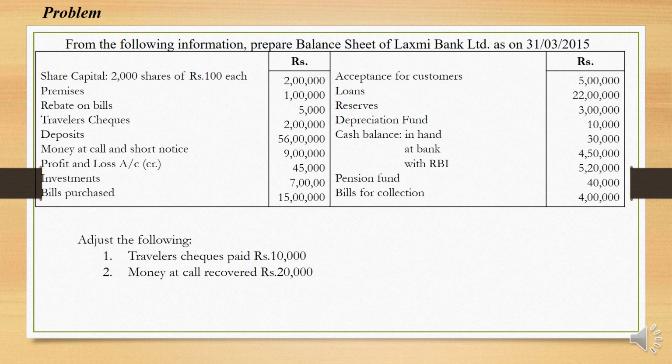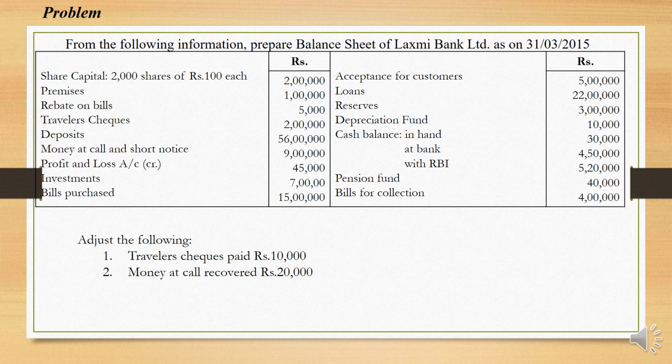Now let us discuss one more problem. So here this is a problem. We are supposed to prepare the balance sheet of Lakshmi Metal. So share capital, that is schedule number 1. Premises, fixed assets, so schedule number 10. Then rebate on bills, so this is a current liability. Then travelers checks is a current liability, so bills payable. Then deposits, so this goes to schedule number 3.